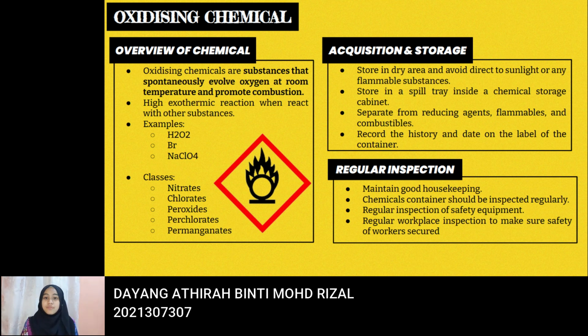And the classes of these oxidizing chemicals are nitrates, chlorates, peroxides, perchlorates, and also permanganates. So for storing these chemicals, they need to be stored in a dry area, avoiding direct contact with sunlight or any flammable substance. And they need to be stored in a spill tray, so that if these chemicals spill, it will spill in a spill tray.